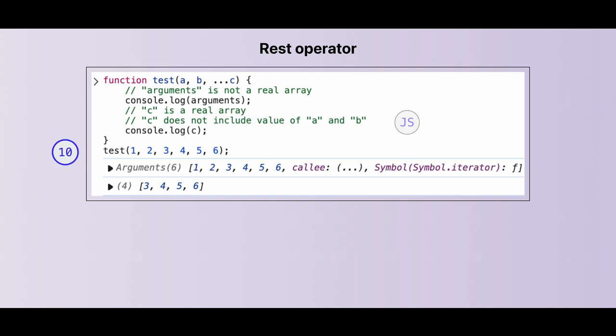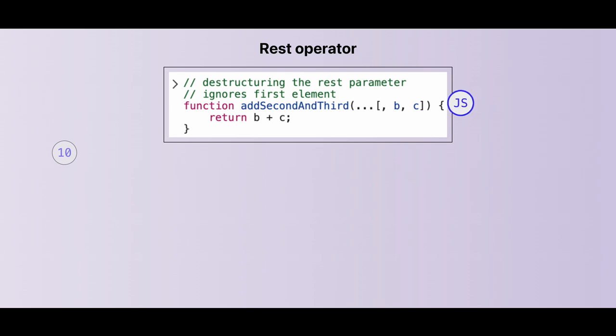What if I want to ignore some parameters in a function? You can destructure the rest parameter, converting it to named parameters with a sparse array that will ignore some parameters. Here the first parameter is ignored.